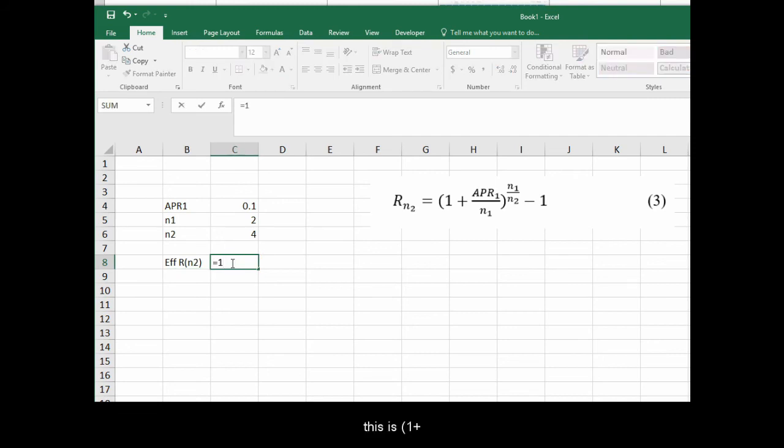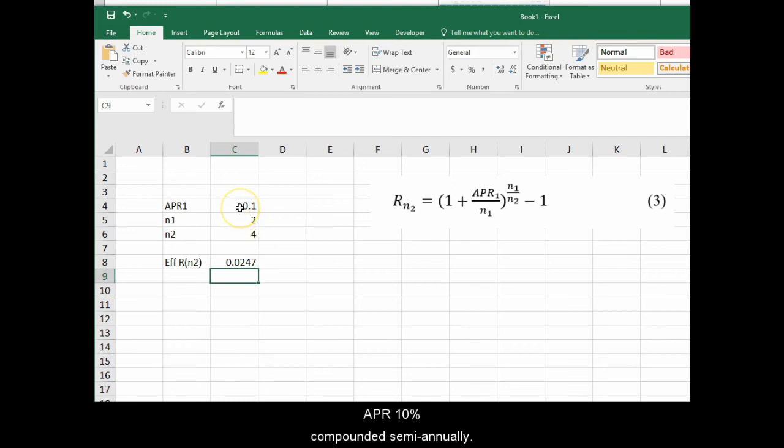This is 1 plus APR1 divided by N1, to the power of N1 divided by N2, minus 1. So actually for APR 10% compounding semi-annually, the effective quarter rate is 2.47%.